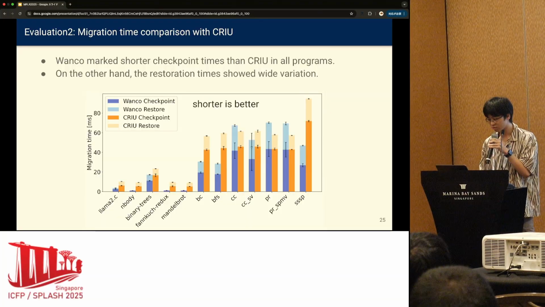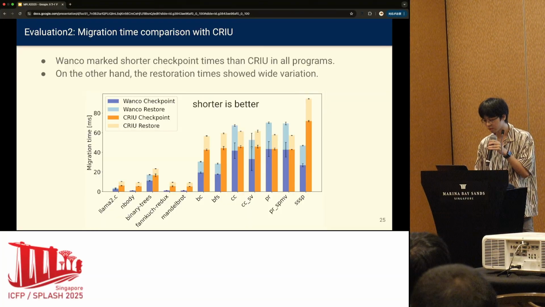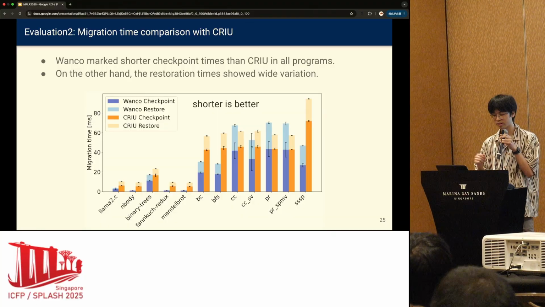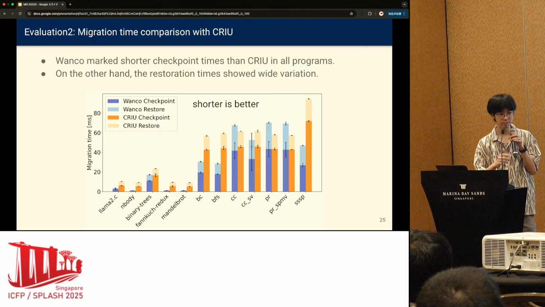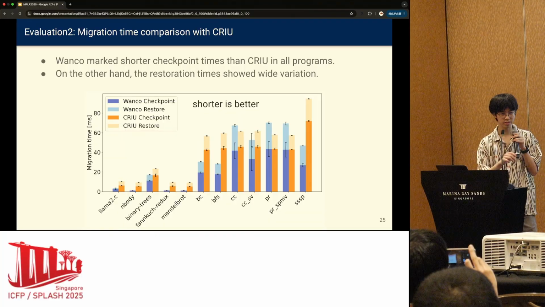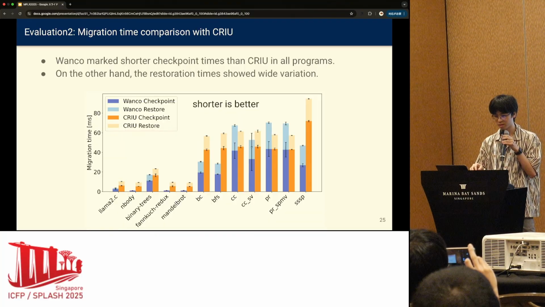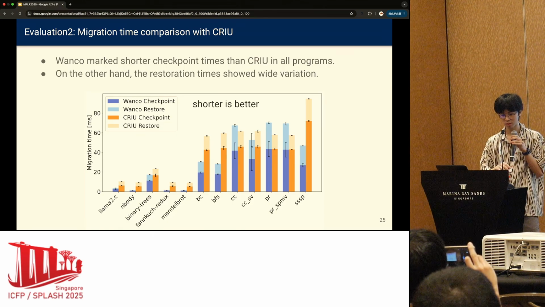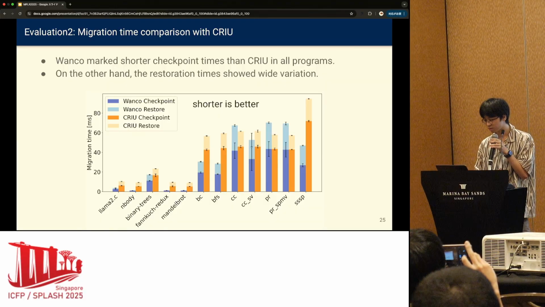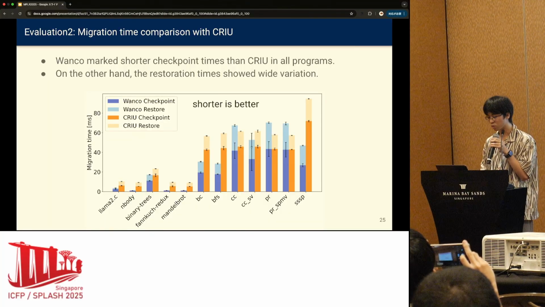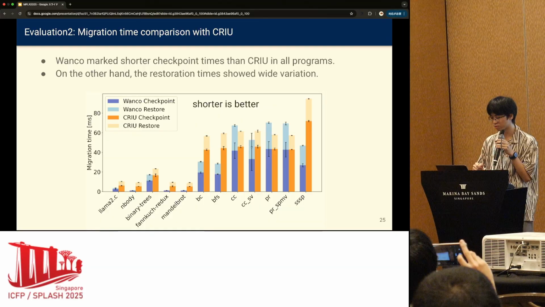Next, checkpoint and restoration times compared with CRIU. CRIU is a tool to migrate a Linux process to another Linux, and it is limited to migration between the same architecture. Across all benchmarks, Wanko achieves shorter checkpoint times than CRIU. Restoration time varies more widely depending on program structure and heap layout, but it still remains competitive.